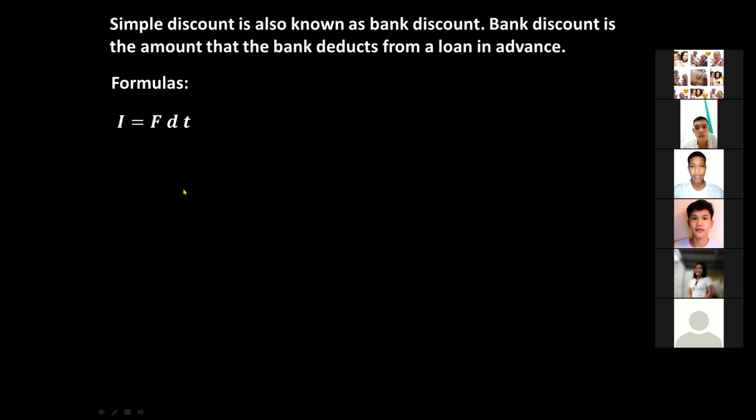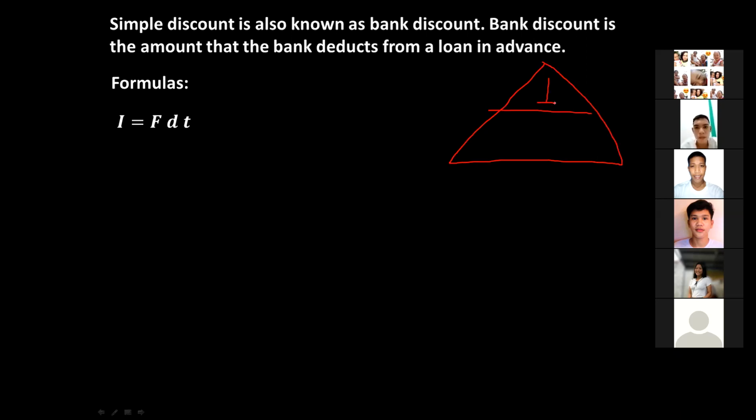Ang formula na ginagamit natin sa simple discount, I = FDT. Kung kanina, minumultiply ang rate of interest sa principal. Ngayon naman, ang discount rate, minumultiply natin sa full amount. Ang kaibahan lang, I is equals to FDT. Now, ito yung triangle version niya para hindi kayo mahirapan sa pagkabisado ng formula. Parehas lang.